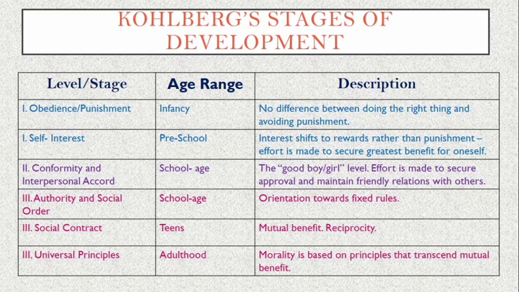Next is social contract. Ano po ang range nito? Teens. Described as mutual benefit or reciprocity. So, since it is teenage stage, they started to have a relationship with other person.